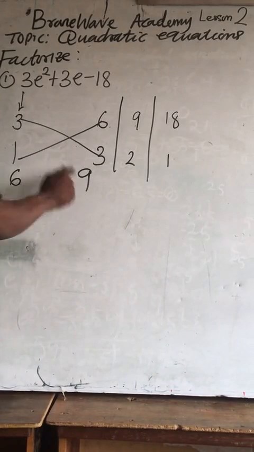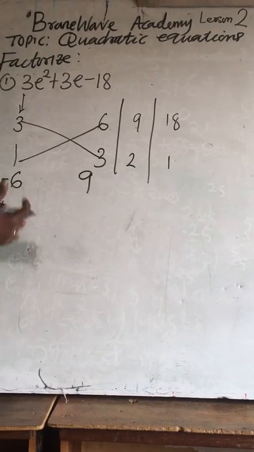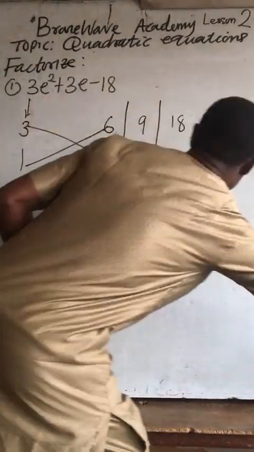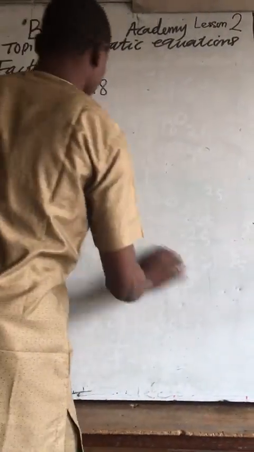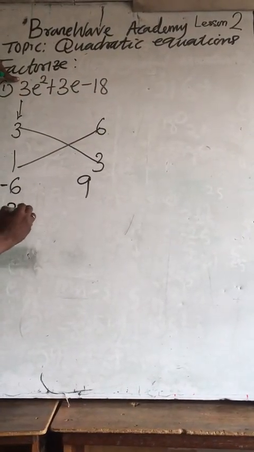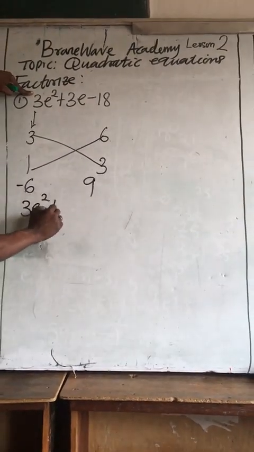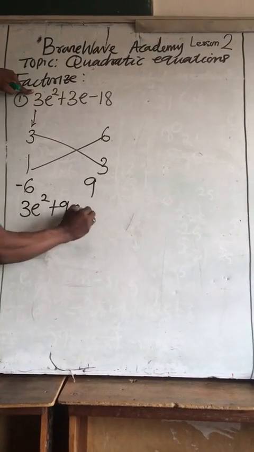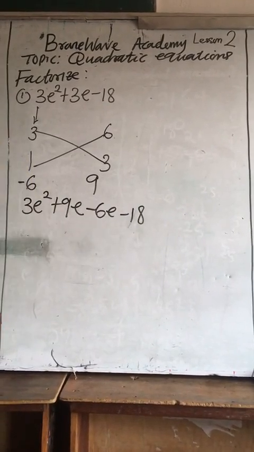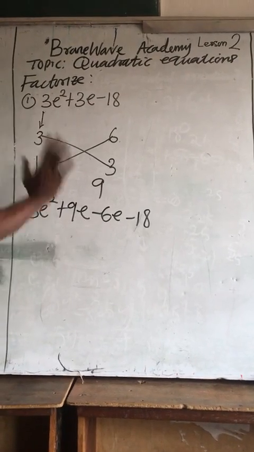But remember, I said 9 minus 6. Then I'll introduce my minus here. I've got the factors already. There's no need for me to go to the other ones again. Very easy. So now I'll come back here. I have 3e squared. Instead of 3e, I have 9e minus 6e. That is plus 9e minus 6e to replace this 3e, then minus 18. Very easy. Let's test it. 9e minus 6e, we have 3e, which is very okay.